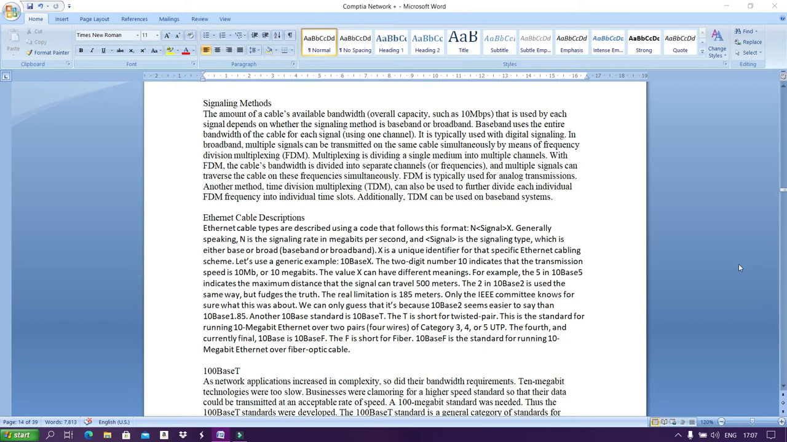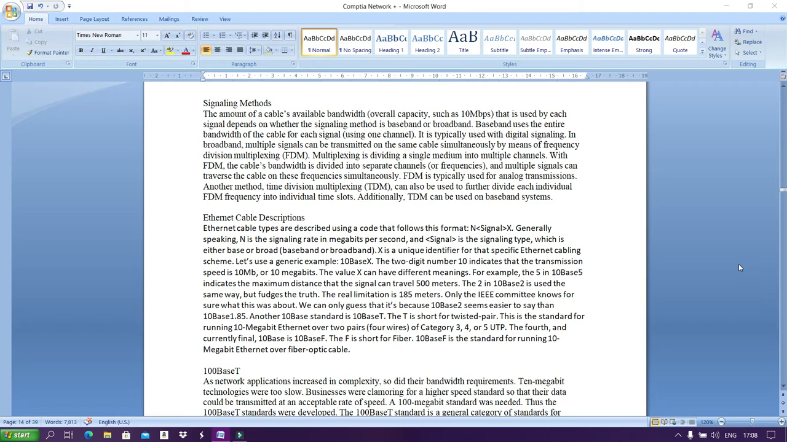In broadband, multiple signals can be transmitted on the same cable simultaneously by means of frequency division multiplexing (FDM). Multiplexing is dividing a single medium into multiple channels. With FDM, a cable's bandwidth is divided into separate channels or frequencies, and multiple signals can traverse the cable on these frequencies simultaneously. FDM is typically used for analog transmissions.